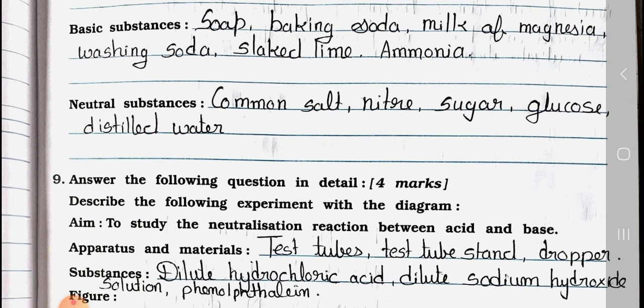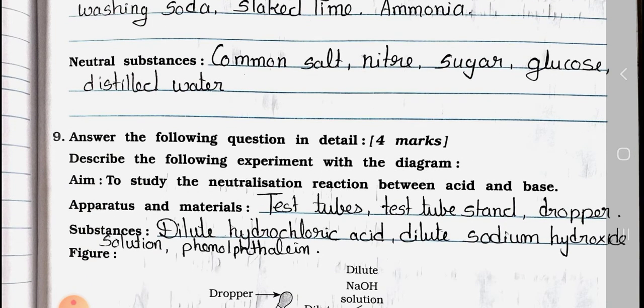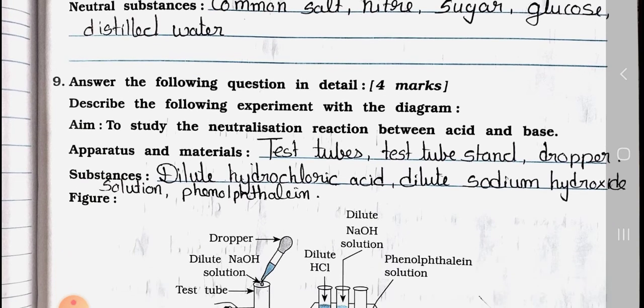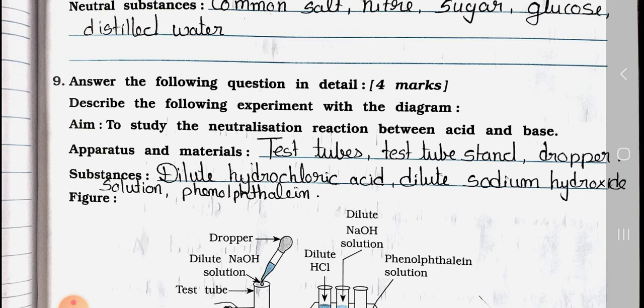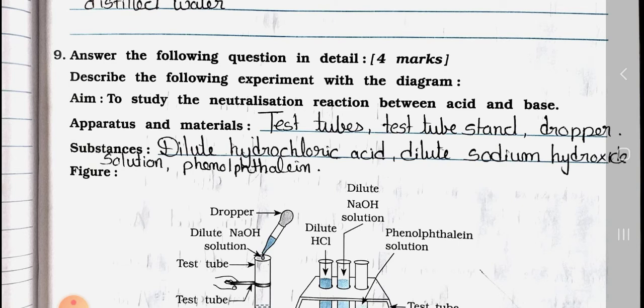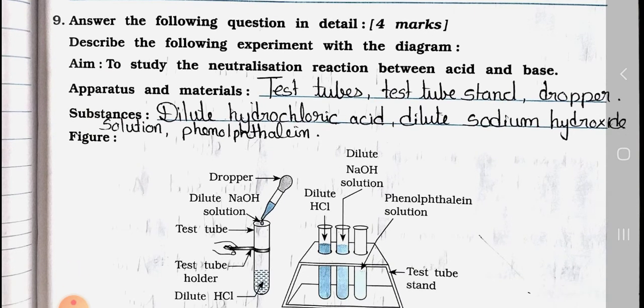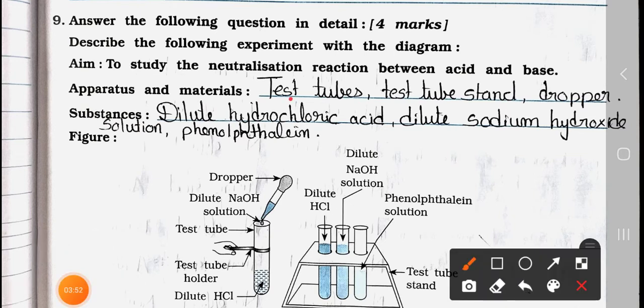Now see Q9. Answer the following questions in detail, 4 marks each. Describe the following experiment with the diagram. Now first of all we will see the aim: to study the neutralization reaction between an acid and a base. Here are the apparatus and materials: test tube stand, dropper. Substances: dilute hydrochloric acid, dilute sodium hydroxide solution and phenolphthalein.